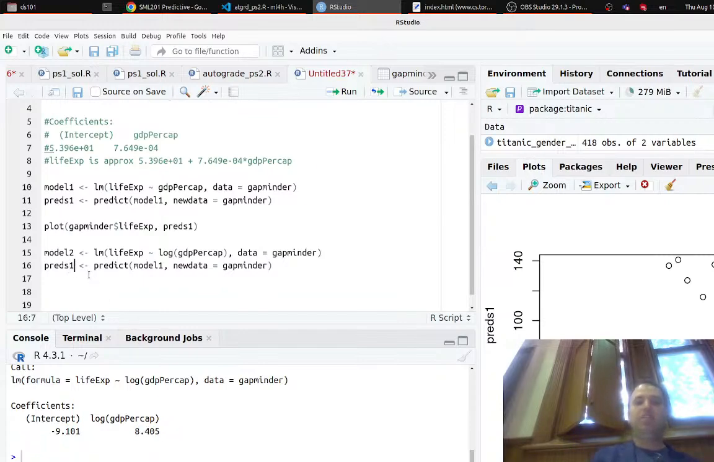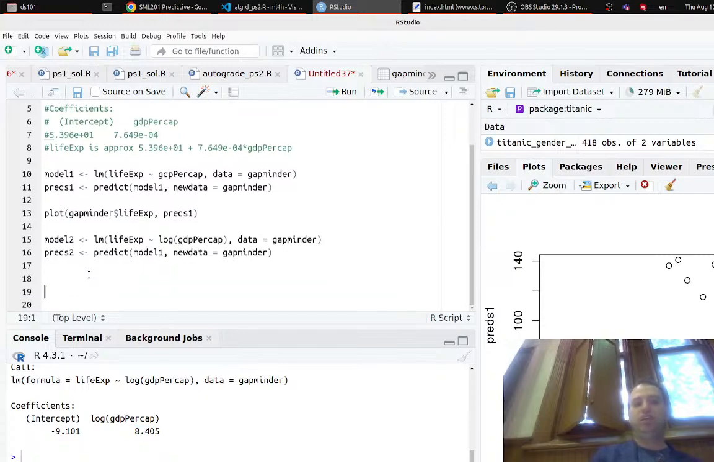And then again, I'll predict. So I'll just say preds 2 and I'll say predict Model 2. So here, this is the model. So the model is the set of coefficients. And then I'll say I'm predicting on Gapminder. So here, note that this should be new data. Unfortunately, if you say data but not new data, it's going to work. It's just not going to do what you expect it to. So always just say new data when you're using predict.